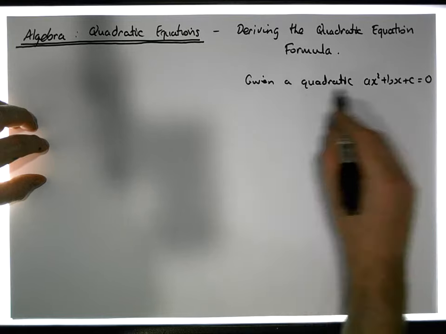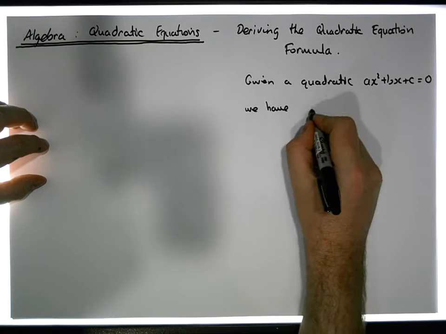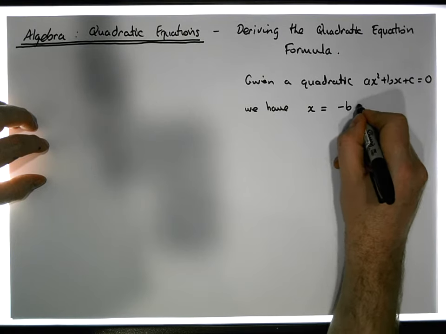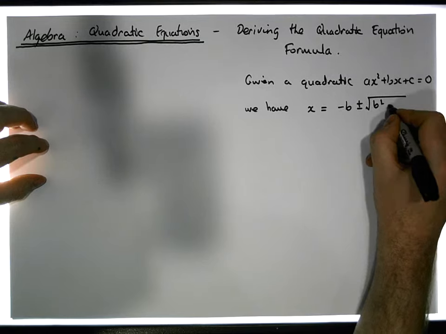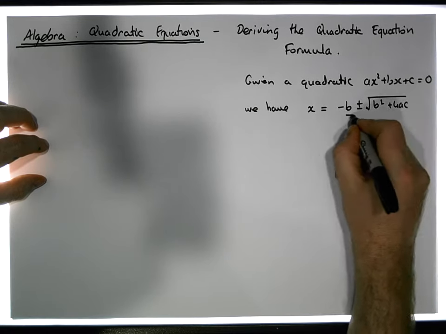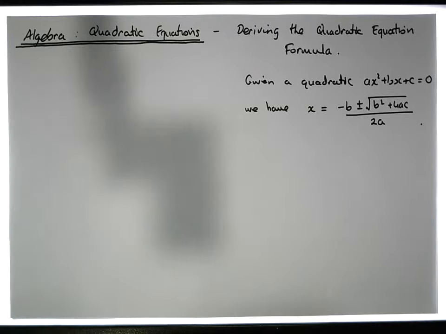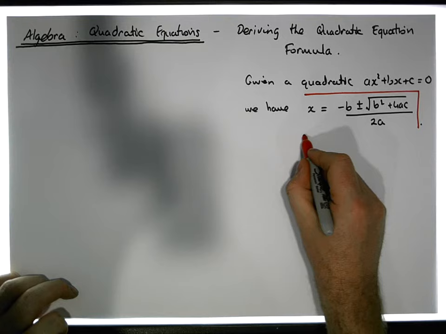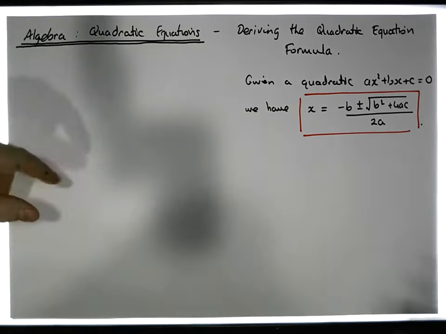And there's a formula. Given this quadratic, we have that x is equal to minus b, plus or minus the square root of b squared minus 4 times a times c, all over 2a. That's the quadratic formula that we've probably seen many times before, and what we're trying to do is provide a derivation of where it comes from. So let's try to derive that.